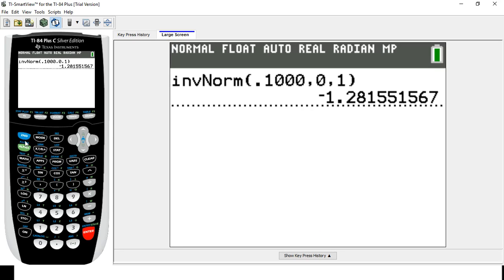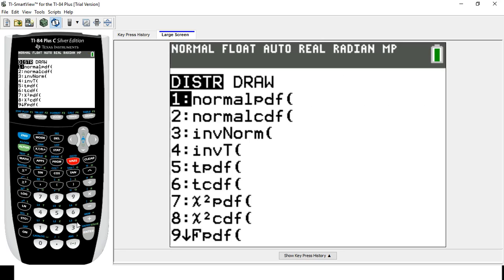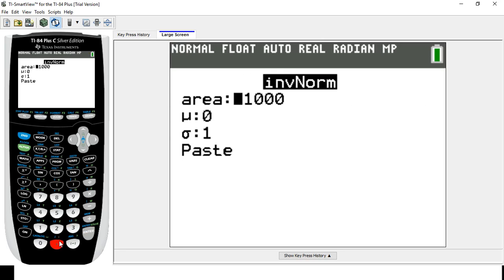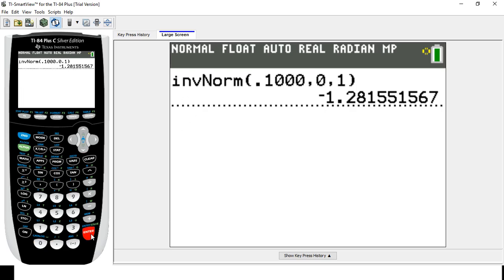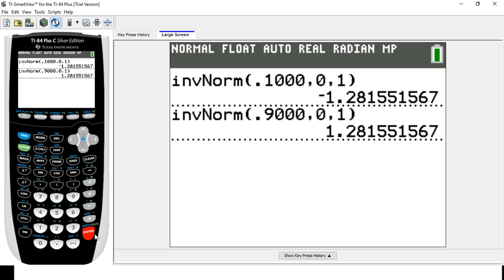Then again, if I did it again, I could do second bars 3, 0.9000. And I'm looking, hit paste, and I get positive 1.28. And so those are the z-scores that we're going to use for 80% of the data line between the two values. And so I want you to do the same thing for 90, 95, and 99. Inverse norm is much faster than table A, so I recommend that you use it.